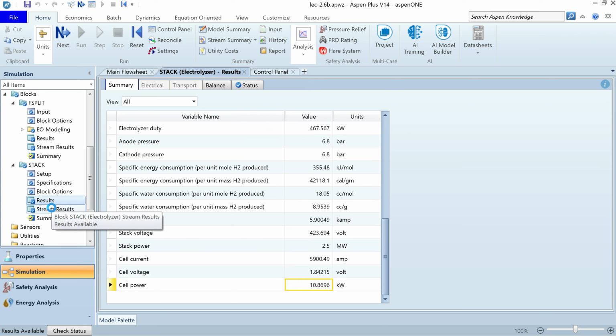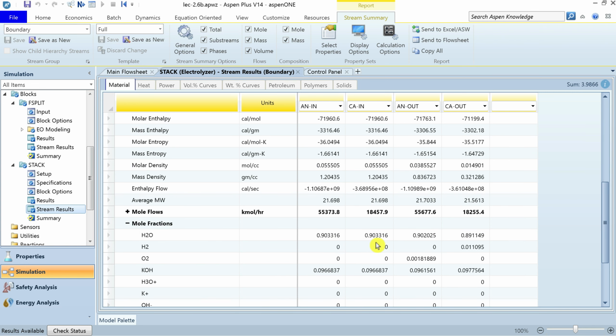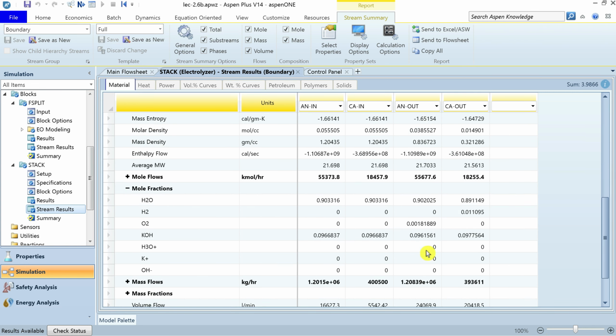Besides, you can view the stream results as well, indicating temperature, pressure, vapor fraction and liquid fraction of each of the streams. You can check the composition of the product streams. Since we have used the apparent component approach, potassium and hydroxyl ions are not provided in this case. Rather, the composition of KOH is presented.